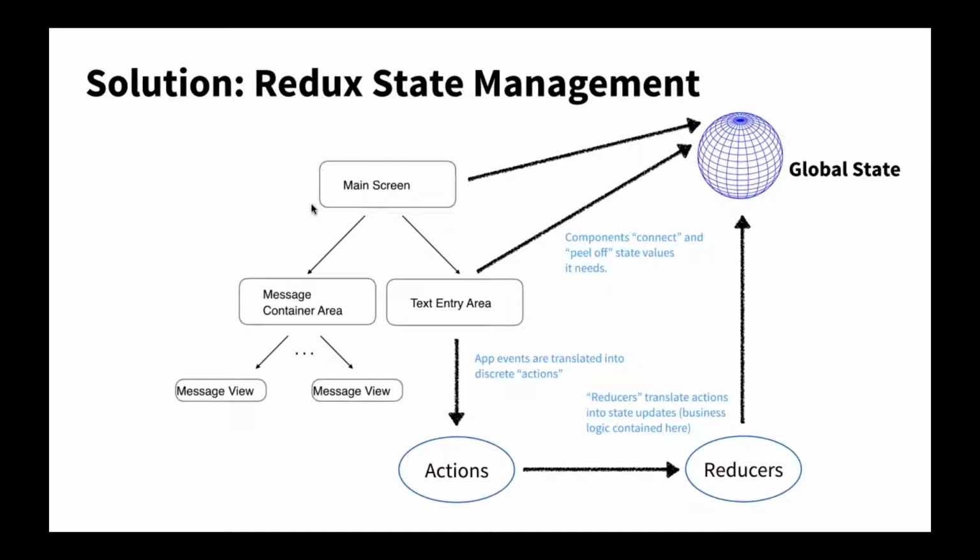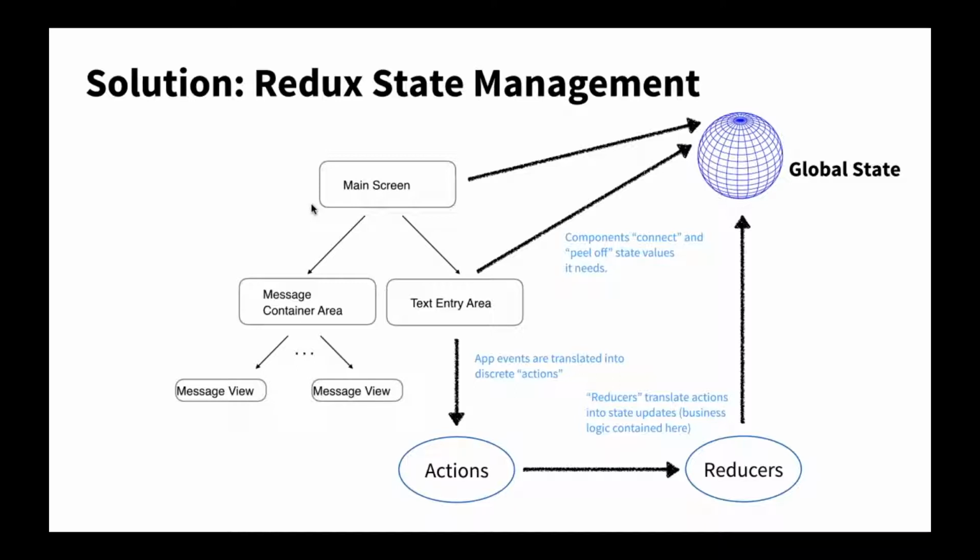So in our chat messaging app example, what we essentially have is Redux gives us a global state, and each component connects to this global state and peels off the state that it needs. So in our case, our text entry area will only peel off information like current message or am I entering a message or something like that. Our message views will only peel off the messages that it is displaying, that one message that it's displaying.